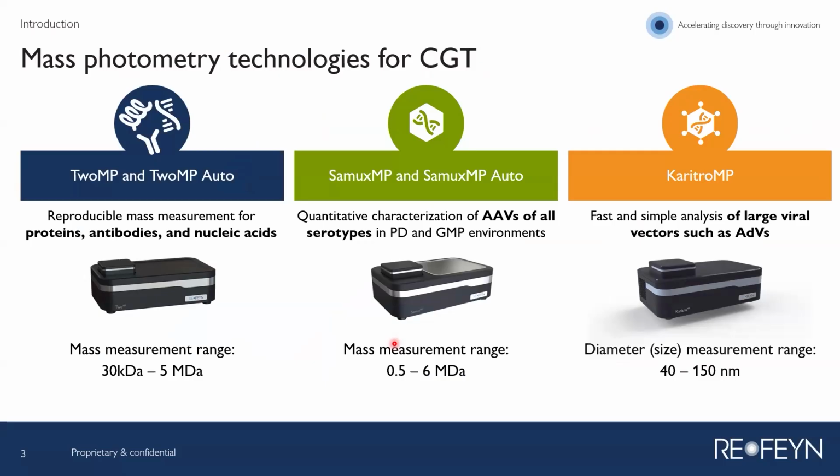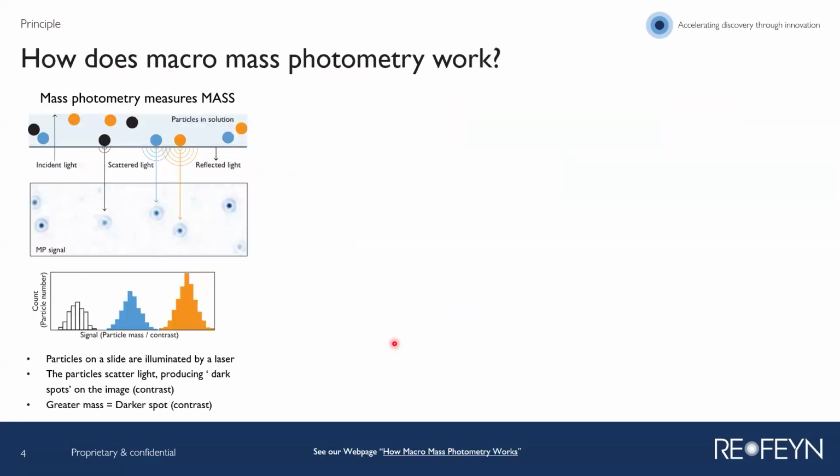So to introduce our Refeyn family, we have two mass photometry units called the 2MP and SAMX-MP, both covering different size ranges as described below. 2MP has been demonstrated to be an ideal tool for characterization of proteins, antibodies, and nucleic acids, whereas SAMX-MP has been established for characterization of AAV serotypes. With its latest GMP-compliant software release, it can now be adapted in both PD and GMP environments. Our latest addition to our portfolio is the KaritroMP, also called the macro mass photometry. We'll talk about the difference in just a minute, but this has been designed to target larger vectors such as adenovirus in the size range of 40 to 150 nanometers.